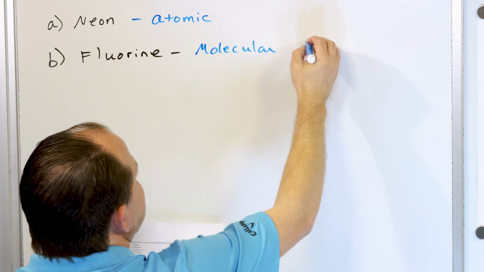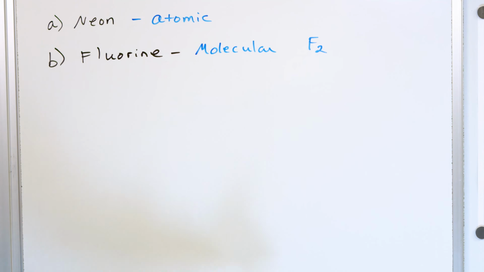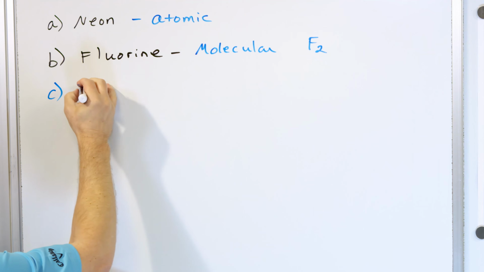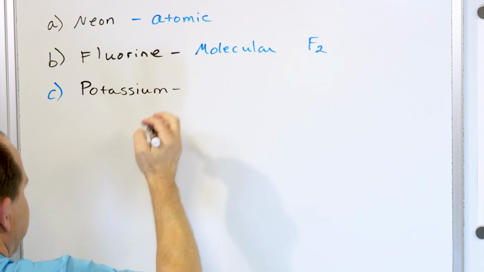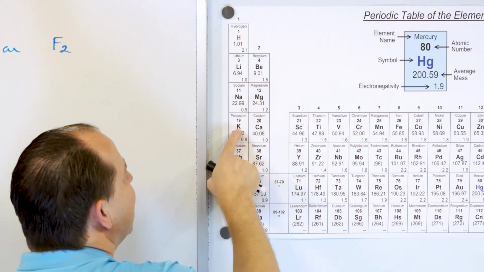I mean, what you really see is F2. That's what you see. Just like H2 or O2 or whatever, you see F2. All right, so let's take a look at the next one. What about potassium? All right, where's potassium on the periodic table? It's right over here on the left.